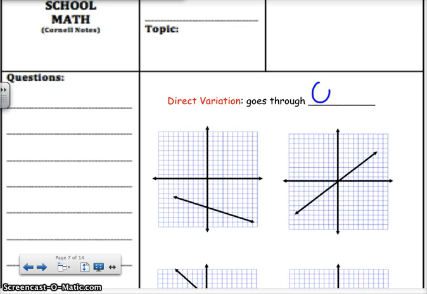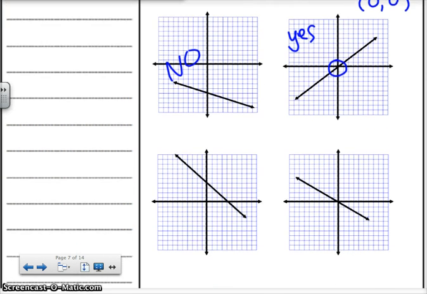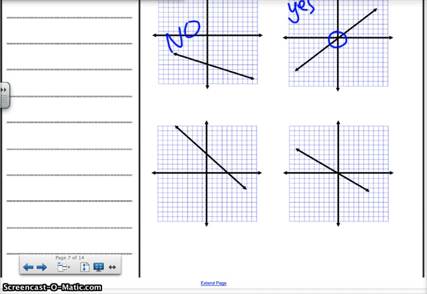Okay, direct variation, again, key word, goes through the origin. Origin means 0, 0. So, is this proportional? No, it's not. It does not go through the origin. Is this line proportional? Yes, because it goes through the origin. Just identifying. When your answer is just saying yes or no, that's awesome. Is this one proportionate? No, it does not go through the origin. Is this one proportionate? Yes, it goes through the origin.